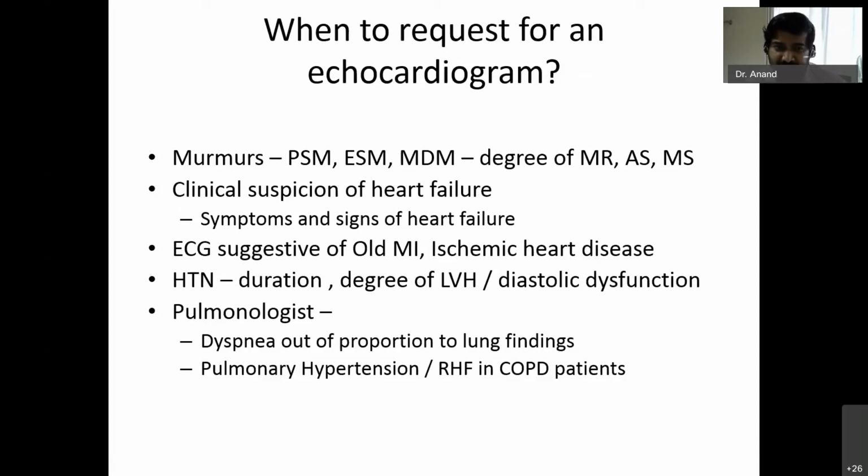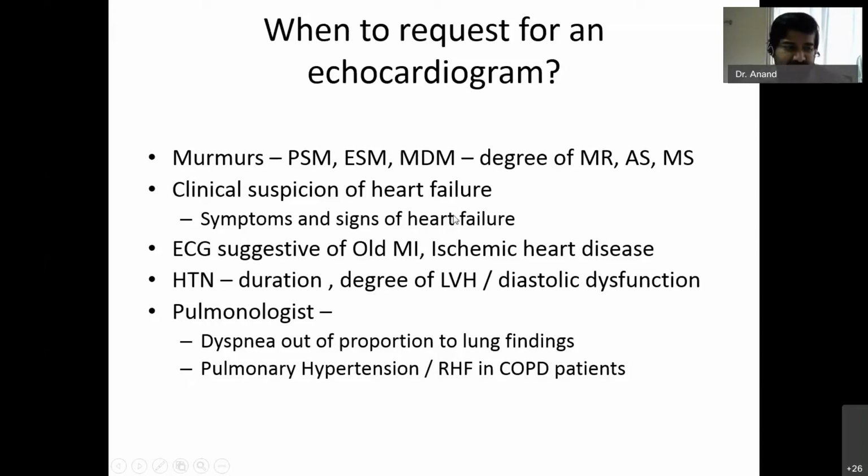Because of that, getting to know some basics about the echocardiogram will go a long way in the comprehensive management of these patients, as far as the internist and physicians are concerned. So when do you most commonly request an echocardiogram? The most common situation is when there is a murmur, a pansystolic, ejection systolic, or a mid-diastolic murmur corresponding to mitral regurgitation, aortic stenosis, or mitral stenosis.